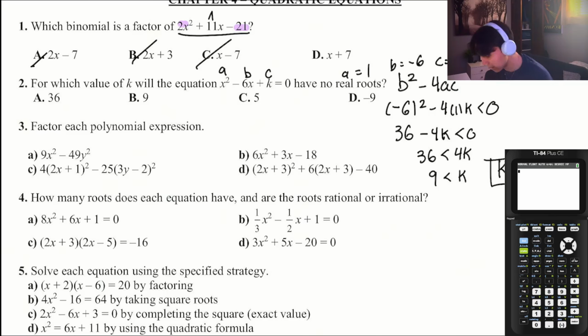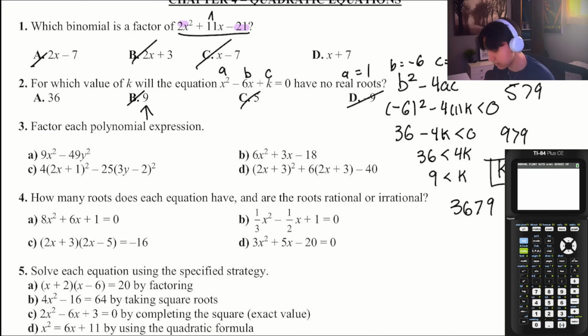Now we're going to look at our answers. So, B says that we have 9. And if we plug this in for a value of k, 9 is equal to 9. It's not greater than 9, so this is not going to be true. We have 5, which is greater than 9. Is that true? Nope. And you have -9, which is greater than 9. Is that true? No. But when you plug in 36, 36 is indeed greater than 9. So the value of 36 would give us no real solutions.